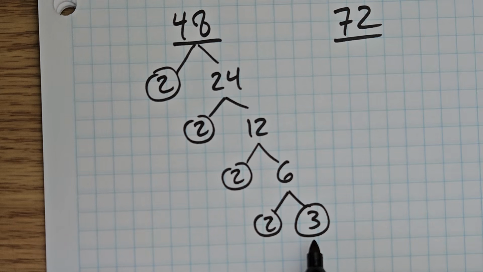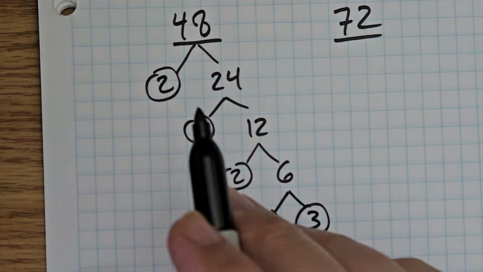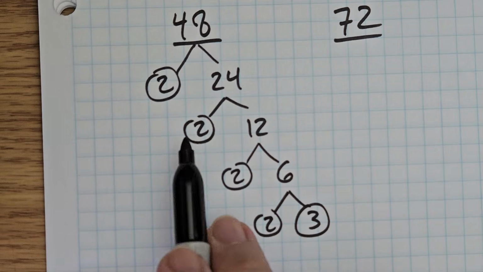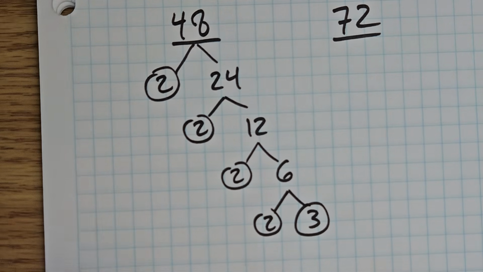In other words, 3 is prime because the only way to make 3 is 1 times 3. So the prime factorization of 48 is 2 times 2 times 2 times 2 times 3. If you were to multiply all of those circled prime numbers together, you would get 48.